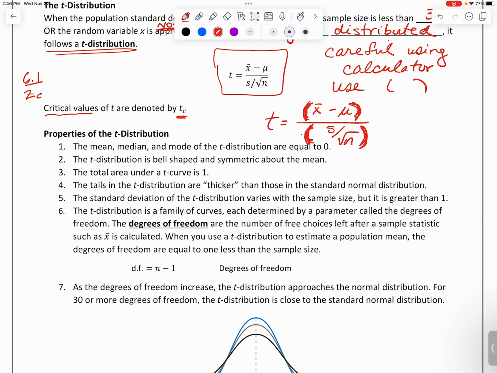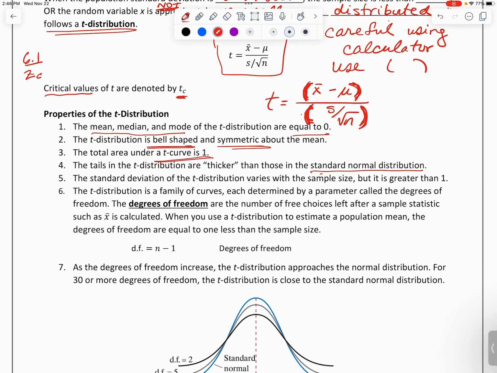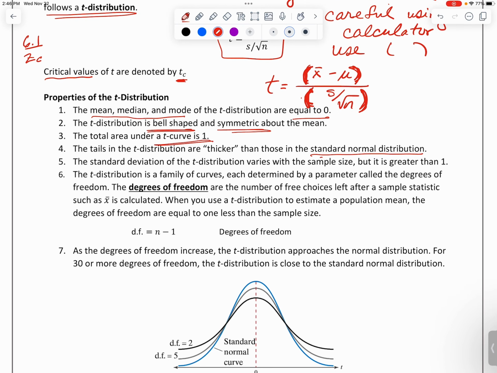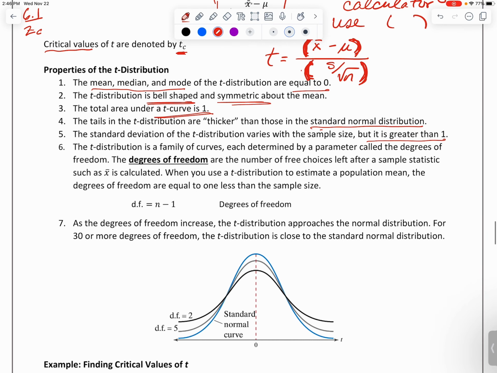Some properties of the t-distribution, and again, you don't have to memorize this, but at least it's just information. The mean, median, and mode are equal to zero. The distribution is bell-shaped and symmetric about the mean. The total area is one, so it is going to look very similar to your standard normal distribution, except the tails are a little thicker or a little higher up. The standard deviation of the t-distribution varies with the sample size, but it's always greater than 1.